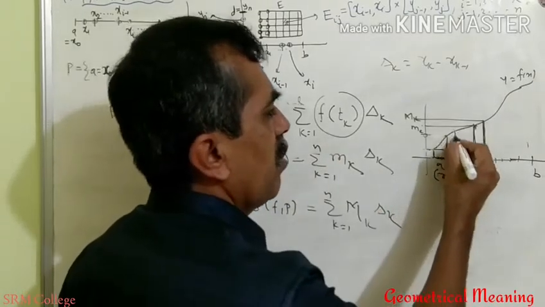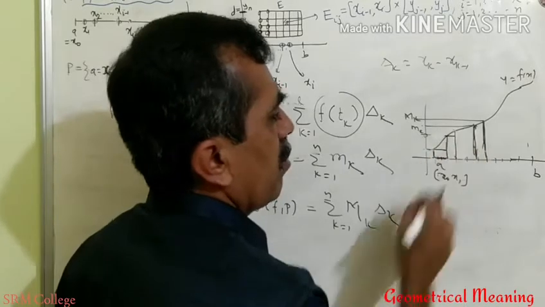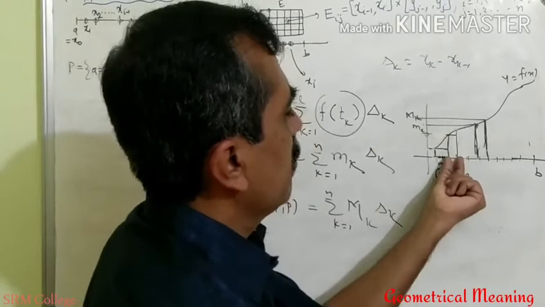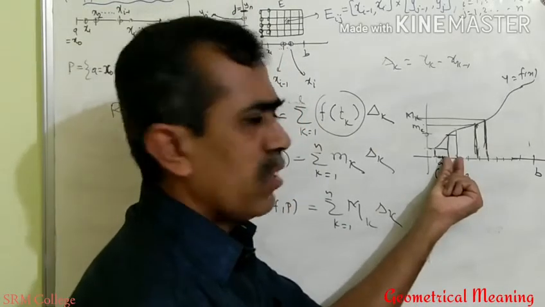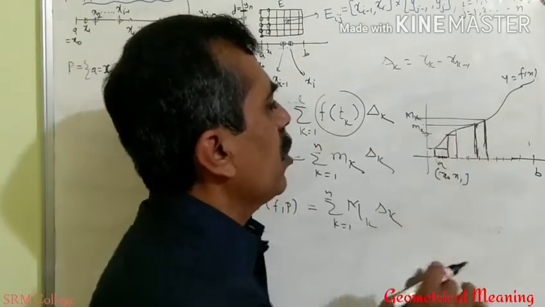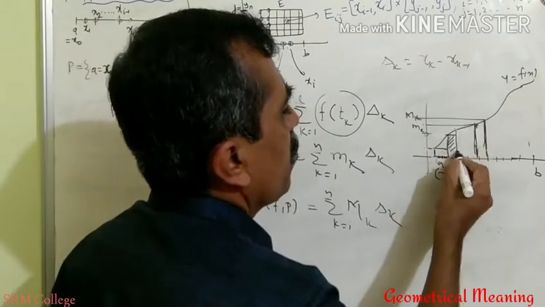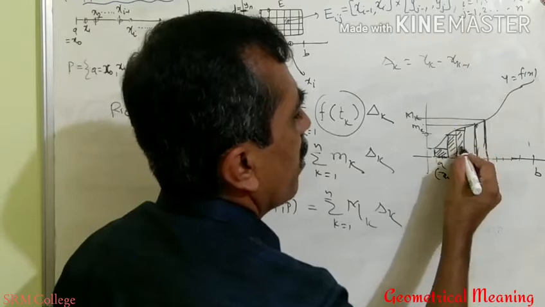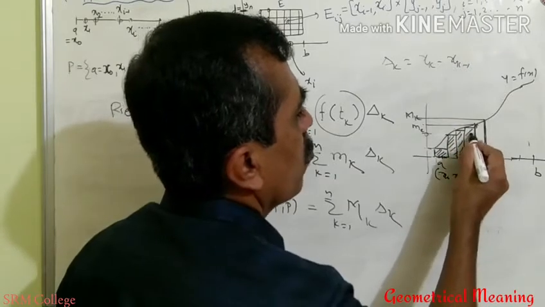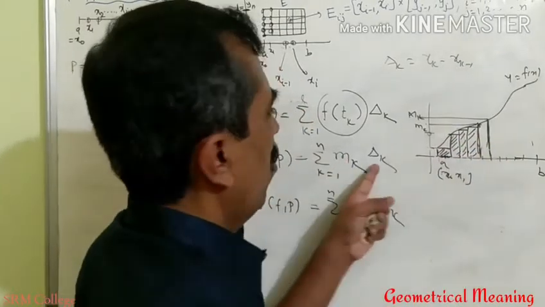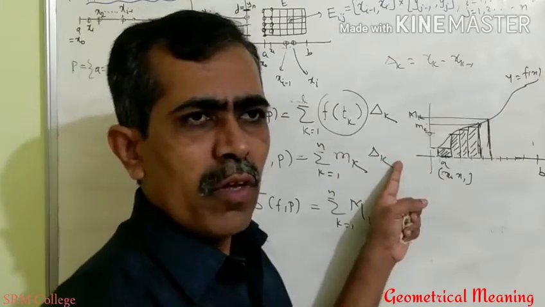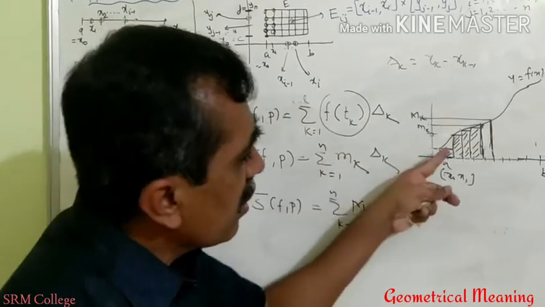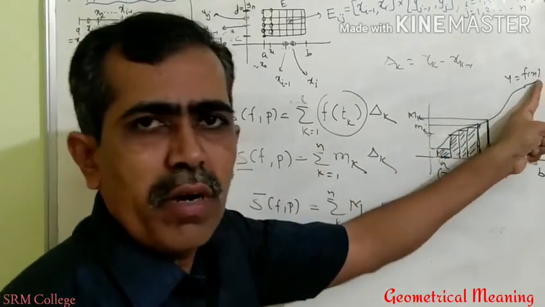This is small m2 now and this is delta 2. It is the width. Height into width will give you the area of this rectangle, then the area of this rectangle, and so on. Go on performing this and take the sum. What you will get is the area of this shaded portion up to this spot.